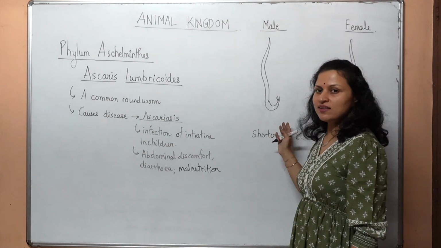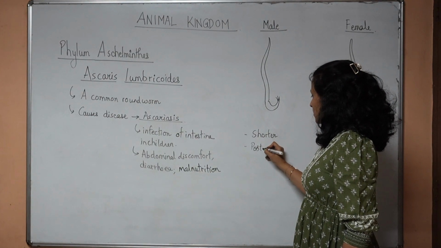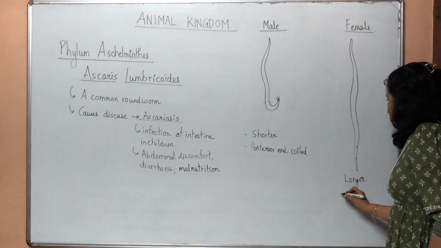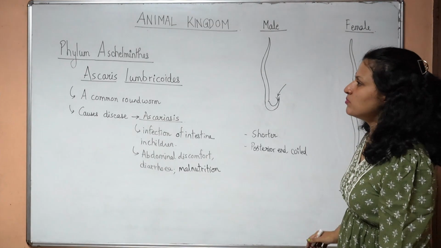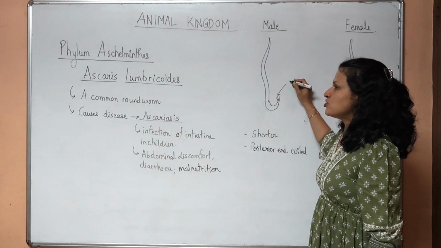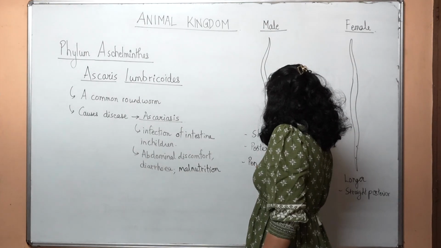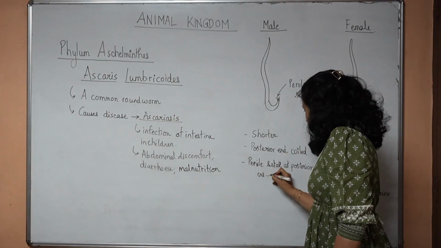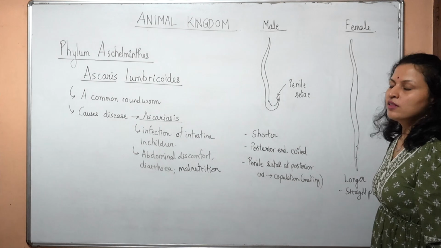The male's posterior end is somewhat curved. You can say that the posterior end is coiled or curved, and here the posterior end is said to be straight. What else? Towards the posterior end, the male shows two projections which are called the penile setae. These are meant for copulation. Copulation means mating with the female, and the female lacks it.